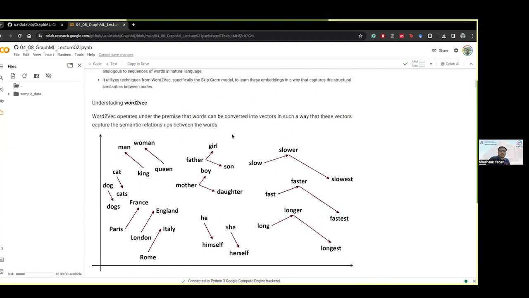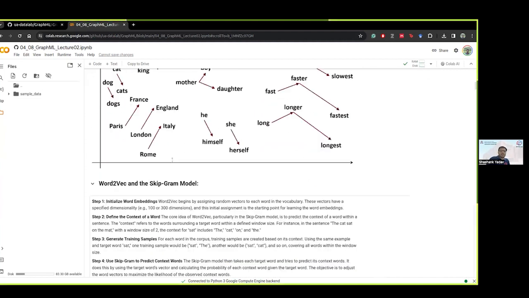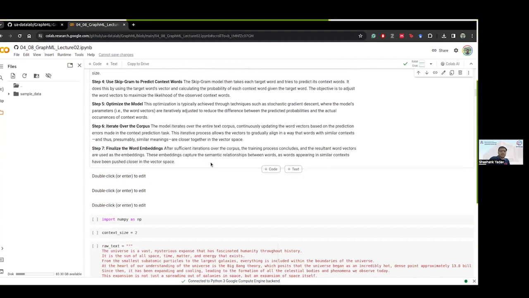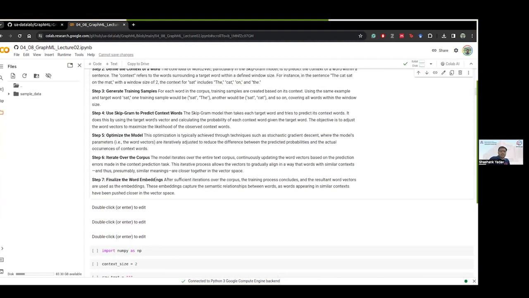For example, initially you will have all these words pointing in different random directions, but given some text, these vectors will realign themselves to have some contextual semantic meaning inside them. And once this training process is done, you can finalize those word embeddings and use them for some purpose, let's say sentence classification or word classification.